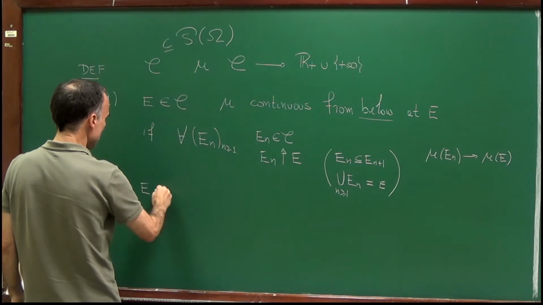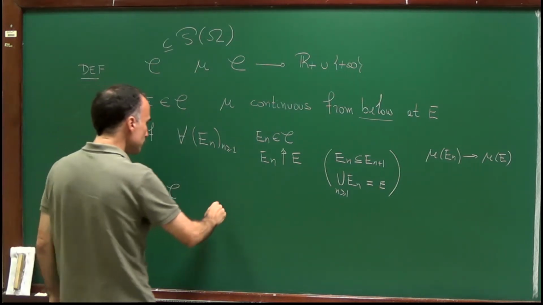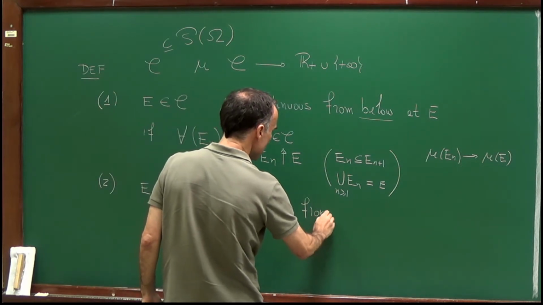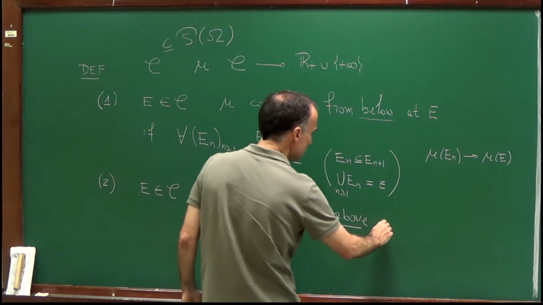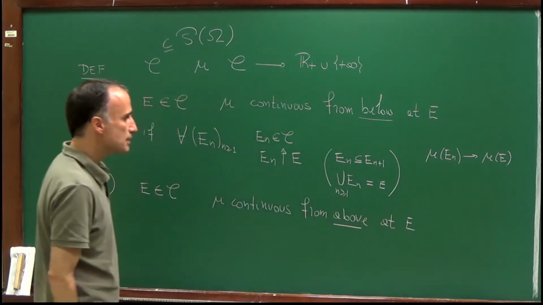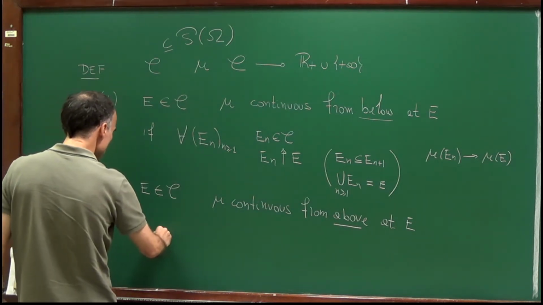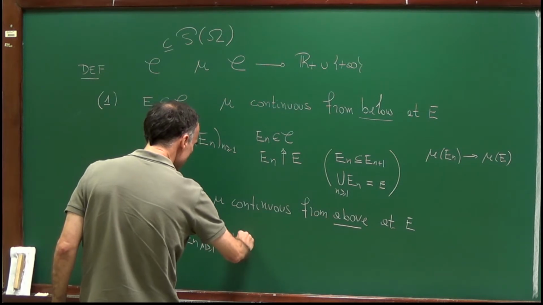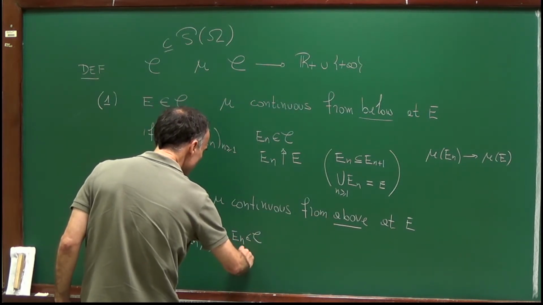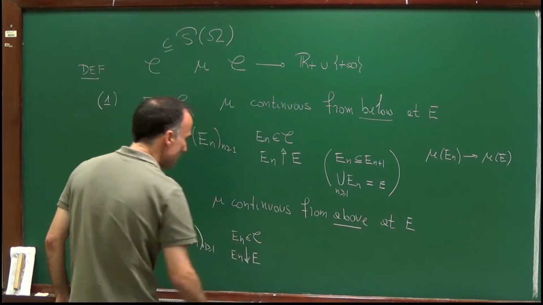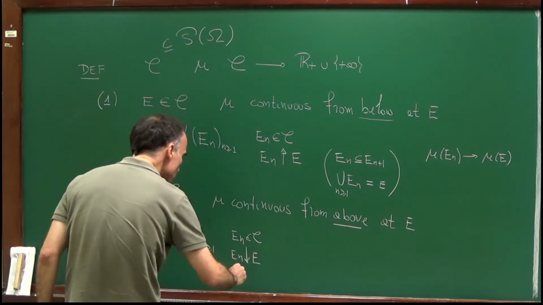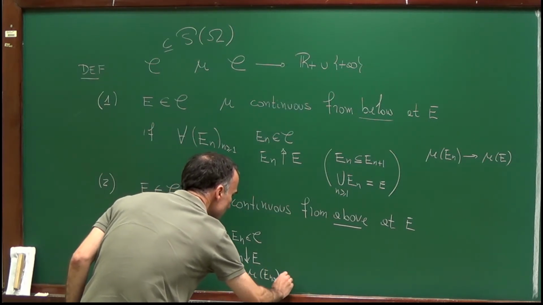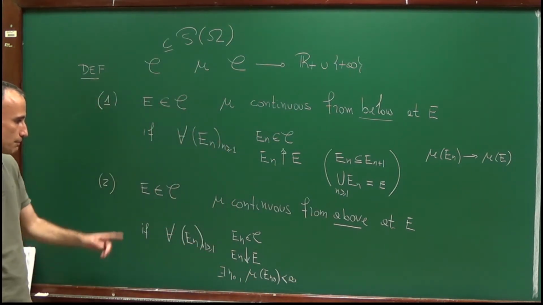I will take E in C and I will say that mu is continuous, but now from above at E, with a very similar definition, if for all sequence En with En in C and En decreasing to E, and with a further property. So I will require here also that there exists N0 such that mu of E N0 is finite, and I will comment on this further condition in a second.